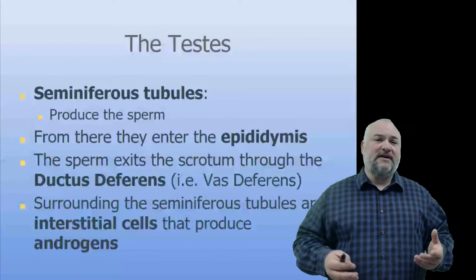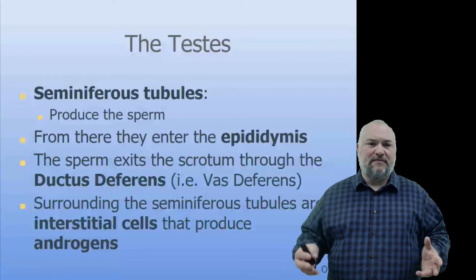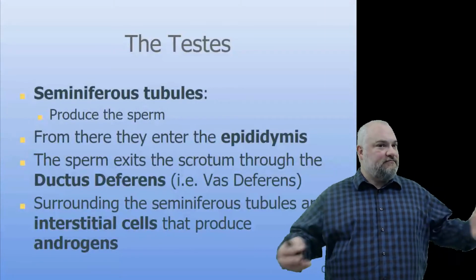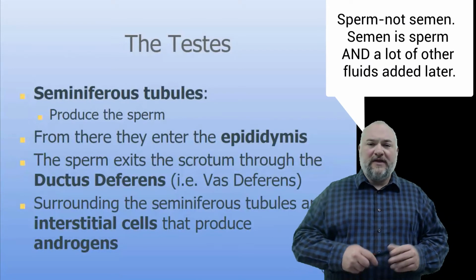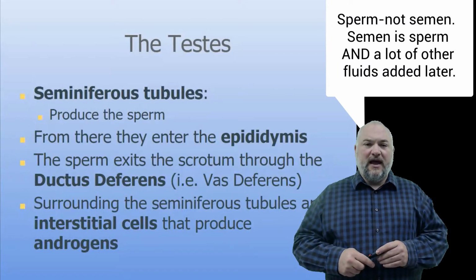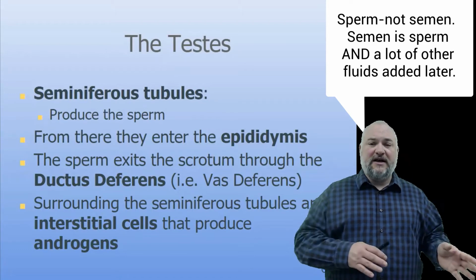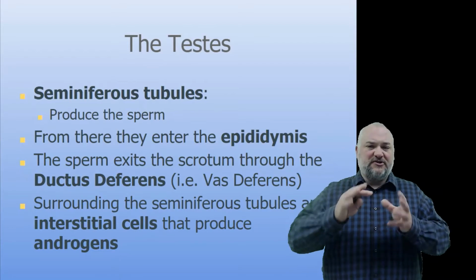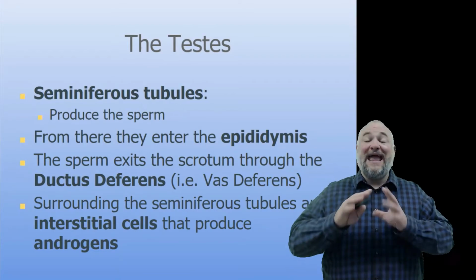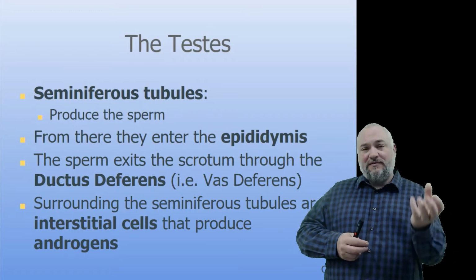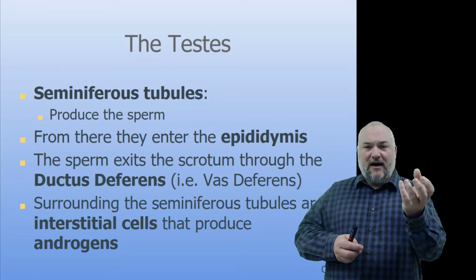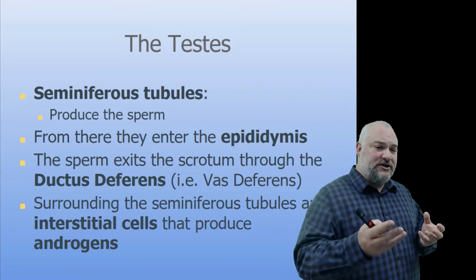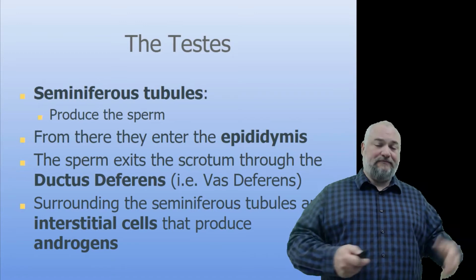In the testes themselves, the body of the testes have a bunch of tubules called seminiferous tubules that make sperm. From there, they will enter the epididymis, and the sperm exits the scrotum through the ductus deferens or vas deferens. And around the seminiferous tubules, we have a bunch of interstitial cells that are producing the androgens. So the testicles have the tubes that make the sperm, and those tubes are kind of padded and embedded in the endocrine tissue that produces the androgens, the testosterone.